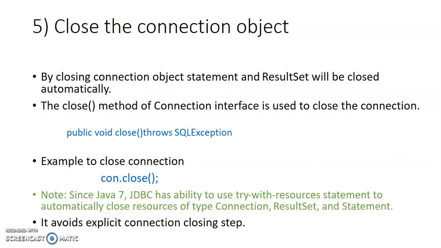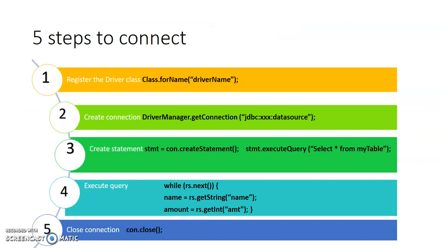Check out, we will repeat it once. What are the important steps that we have seen? The 5 important steps to establish a connection between the Java application and the database. Your database can be Oracle, MySQL, or Access. Now the 5 steps at a glance. The first step is register the driver class. Second step is create the connection. Third step is create the statement. Fourth step is execute the query. And fifth step, close the connection.